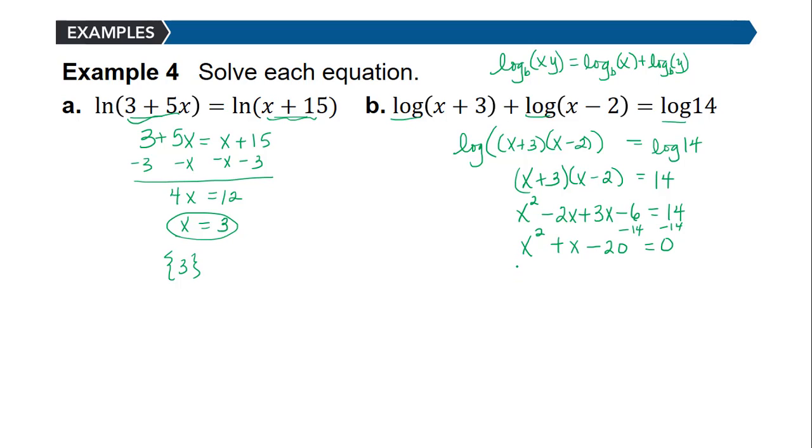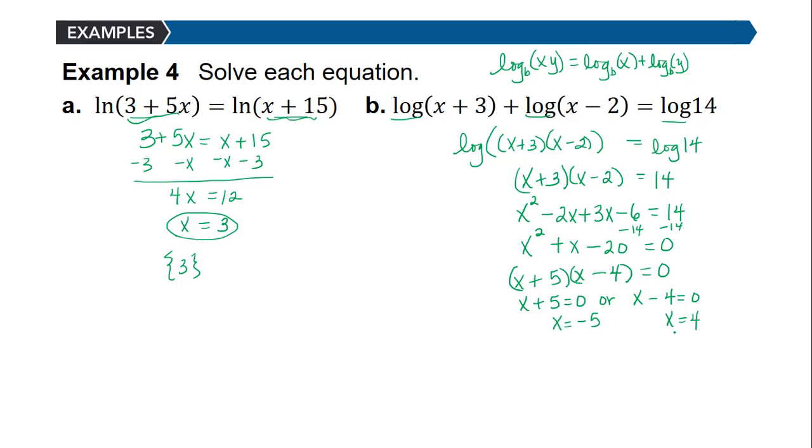So we can solve this by factoring. We think about the factors of 20 whose difference is 1. That would be 5 and 4. We need different signs on the 5 and 4 with a plus sign on the larger factor. So x plus 5 times x minus 4 equals 0. Now we can set these factors equal to 0 to get x plus 5 equals 0, or x minus 4 equals 0. Therefore, x is equal to negative 5, or x is equal to 4.